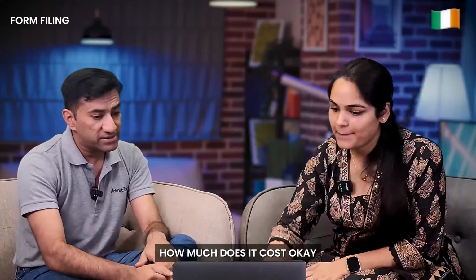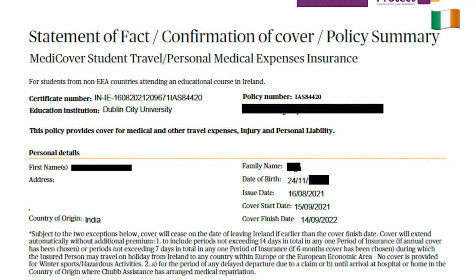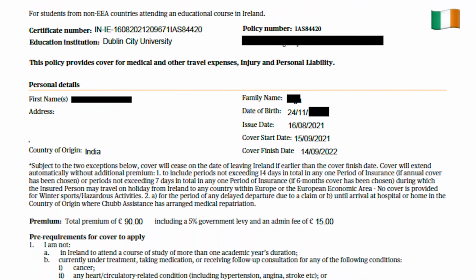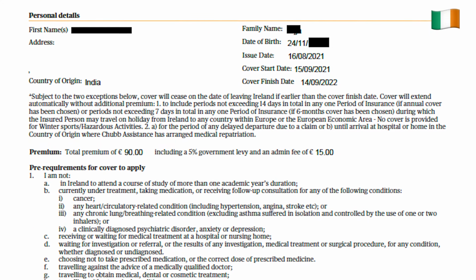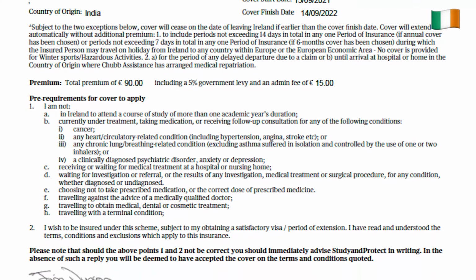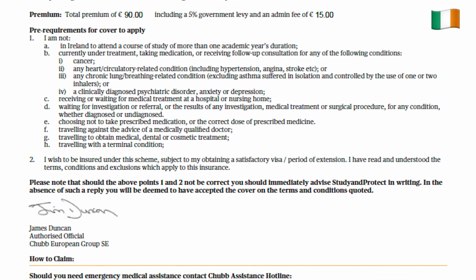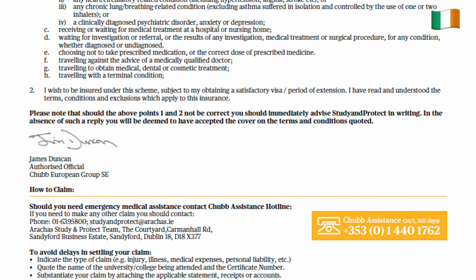Okay. So this is a sample of a medical health insurance that a student has taken from Study and Protect. We have to take a minimum coverage of 30,000 euros. It costs approximately 15 to 18,000 INR at the maximum.